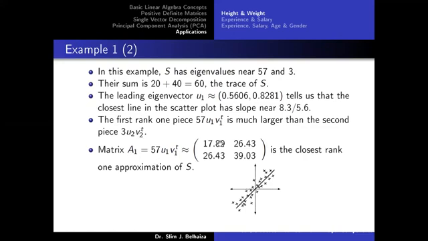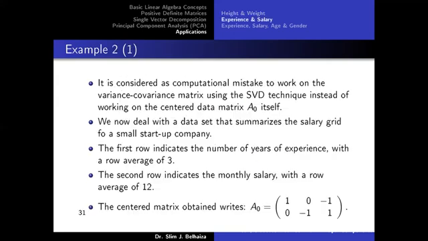Okay? A critique of this is that, computationally speaking, it is a mistake to use PCA or singular value decomposition on the variance covariance matrix. So in the second example, we'll move beyond this. We're going to apply SVD on the data itself, not on the variance covariance matrix. So we now deal with data, for example, that summarizes the salary grade for a small startup company. So we basically have 2 rows, simple here.